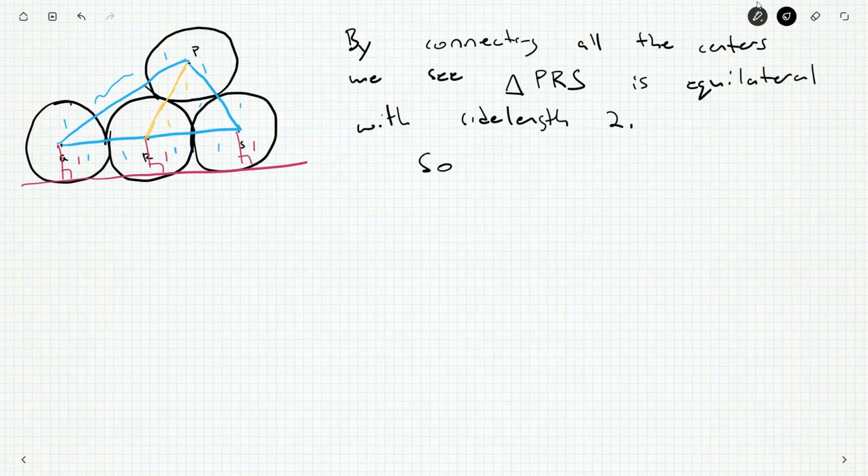So what does this tell me? It tells me angle PRS is equal to angle PSR is equal to angle RPS, and all these guys are 60 degrees. So hey, we've got an angle. Not only that, we've got this angle here and this angle here, and they're all 60.